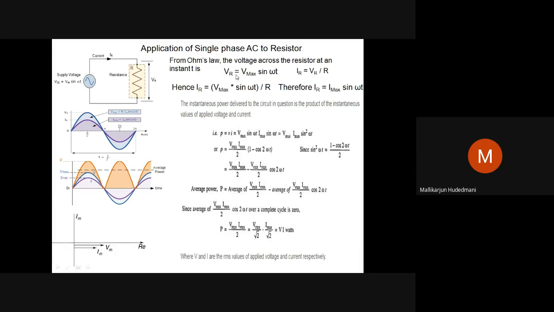Therefore, this is the given voltage equation Vm sin omega t. Then the current obtained here is Im sin omega t, where Im is Vm divided by R. So this is the first step we achieved using Ohm's law. Current through a resistor is the voltage across it divided by the resistance offered by it. So we got, for the given voltage, the current through the resistor.